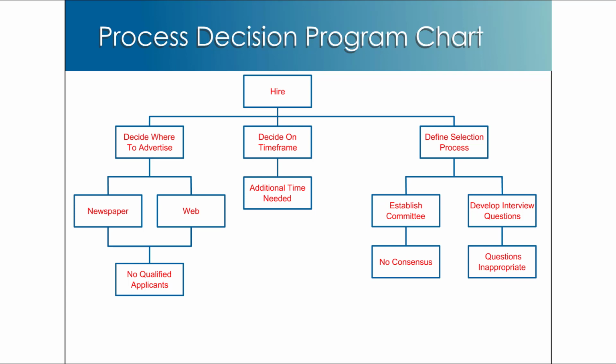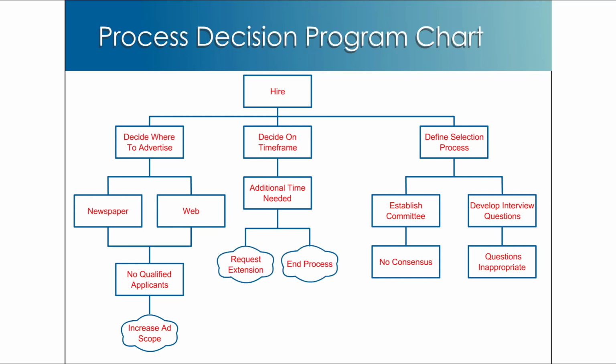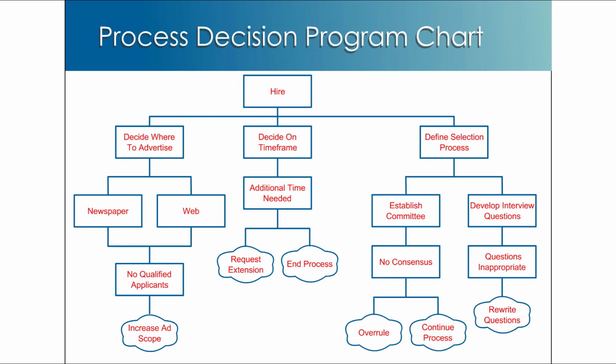The last step in creating this chart is to list possible countermeasures. This will in effect become solutions or answers to our what-if questions. If no qualified applicants apply for the job, then we will increase the scope of our advertisements. If we cannot meet our hiring deadline, we can either request an extension or end the process by hiring no one. If no consensus can be reached by the hiring committee, then upper management can overrule the committee and hire whom they please, or we can continue the hiring process by allowing more applicants. Similarly, if the interview questions are not acceptable, we will have to rewrite them to meet our hiring standards.